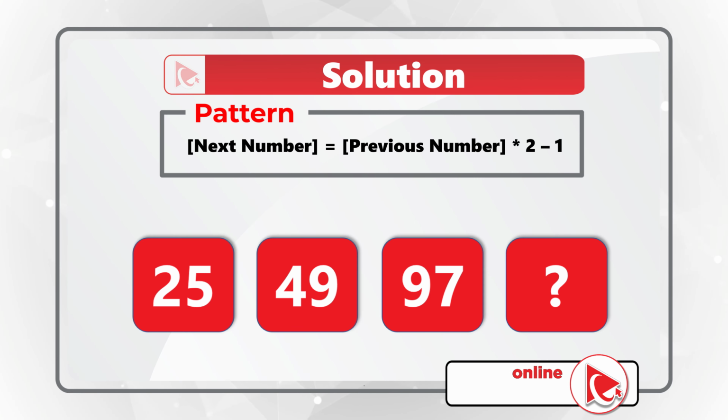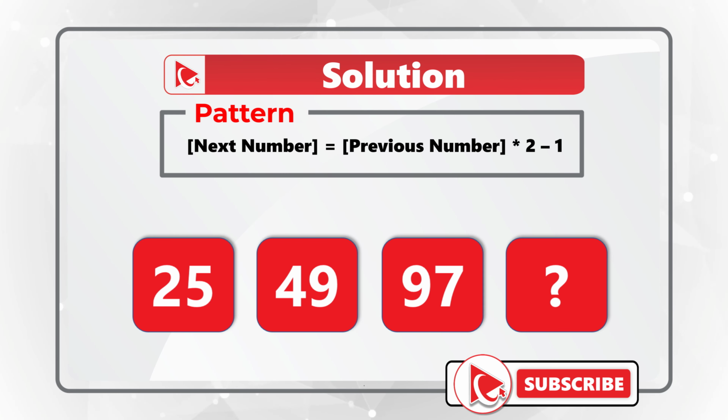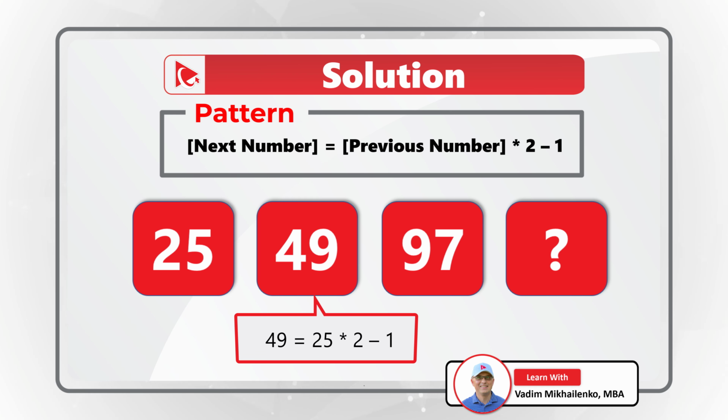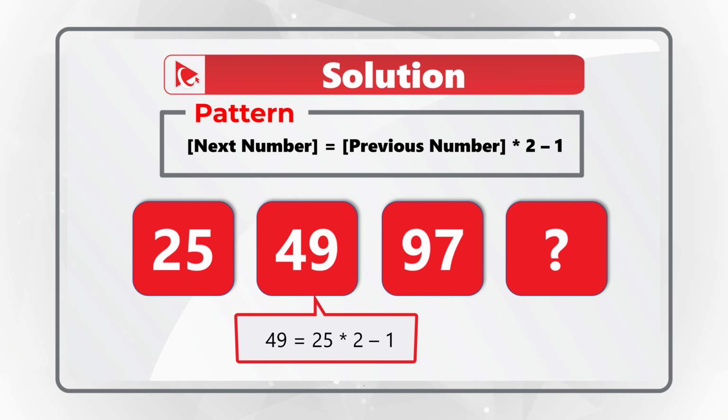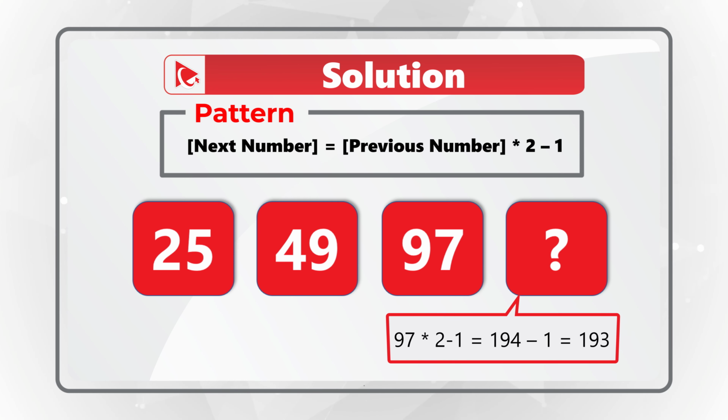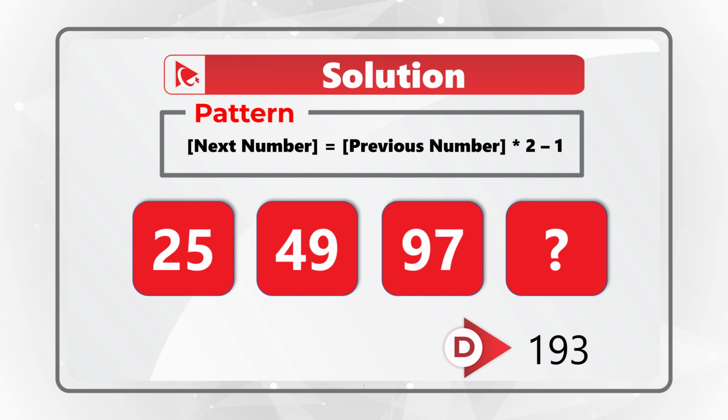I think the pattern here is that the next number is calculated as previous number multiplied by 2 minus 1. The first number in the sequence then is 25. Next number will be calculated as 25 multiplied by 2 minus 1, which would be equal to 49. Number after that will be calculated as 49 multiplied by 2 minus 1. And then the missing number will be calculated as 97 multiplied by 2 minus 1, which would be equal to 194 minus 1, and then the end result of it would be equal to 193. So I believe that the correct choice here is choice D, 193.